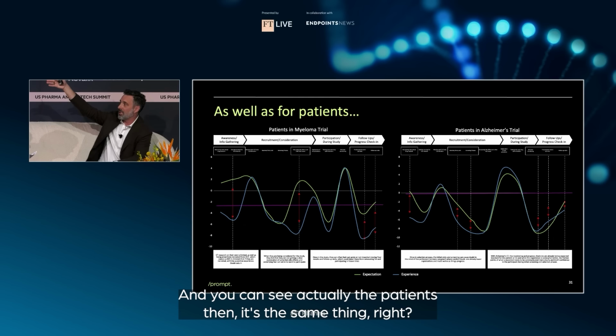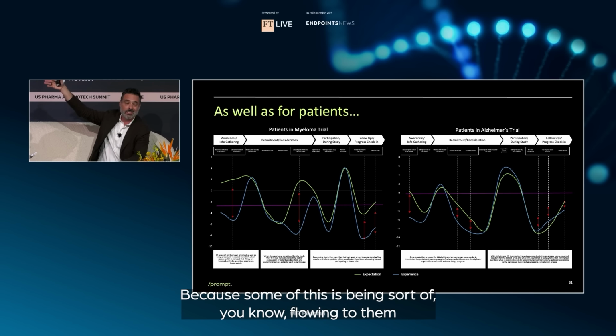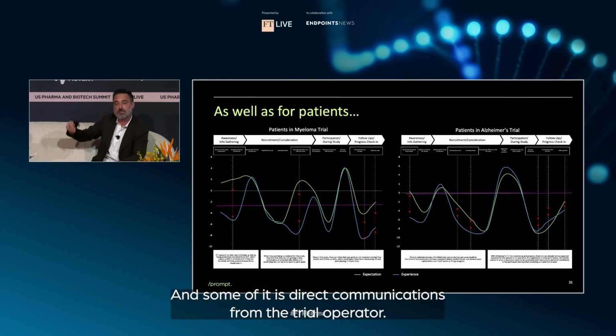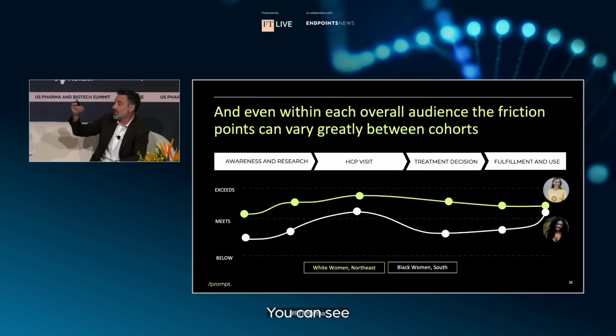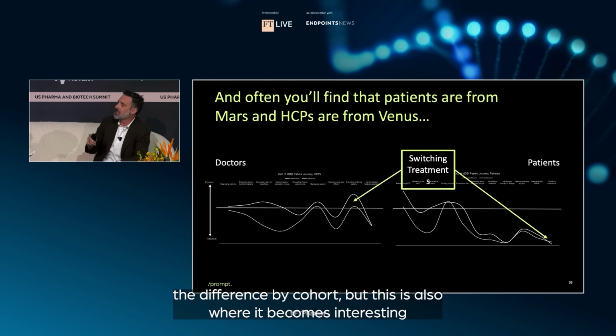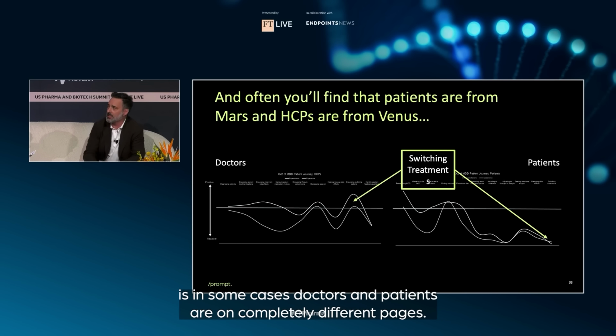And you can see actually the patients, it's the same thing, right? Because some of this is flowing to them through the doctors, and some of it is direct communications from the trial operator. You can see it differs by cohort, but this is also where it becomes interesting, is in some cases, doctors and patients are on completely different pages.